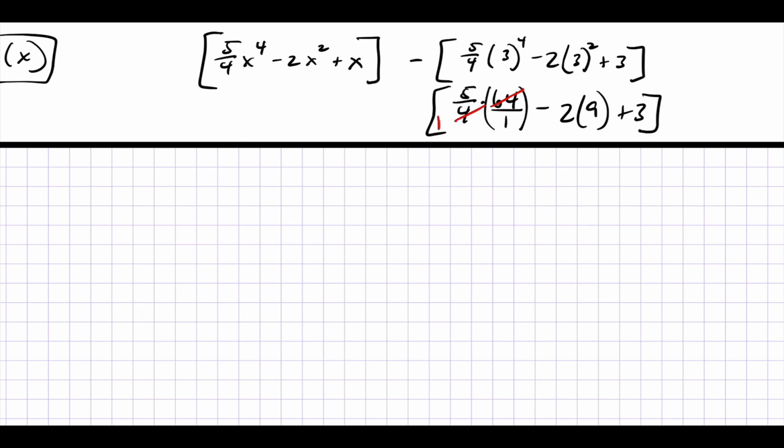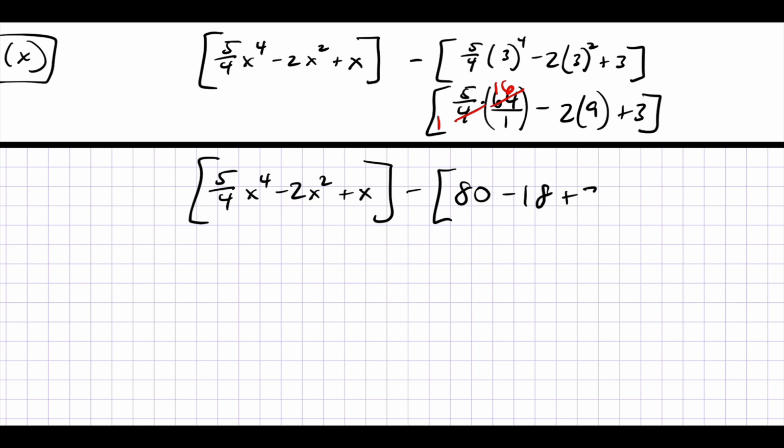Let's see, the 4s would cancel out. You get 16. 16 times 5 is 80, minus 18 plus 3. 80 minus 18 is 62, plus 3 is 65. So we have 5/4 x to the fourth minus 2x squared plus x, minus 65.